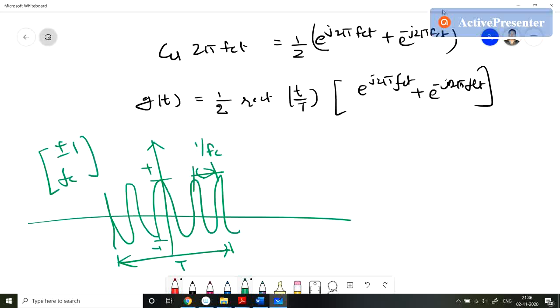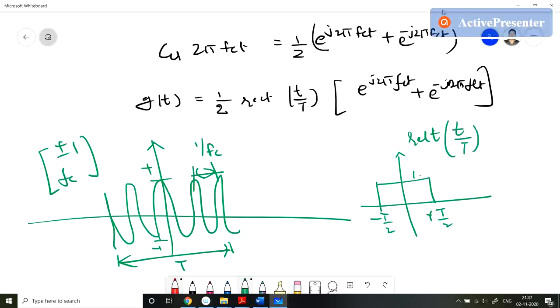Now what we are going to do is multiply this pulse with this rectangular box of duration plus minus T and amplitude 1. So this is rect t divided by capital T, because the amplitude is 1. We multiply this rect with this cosine wave.